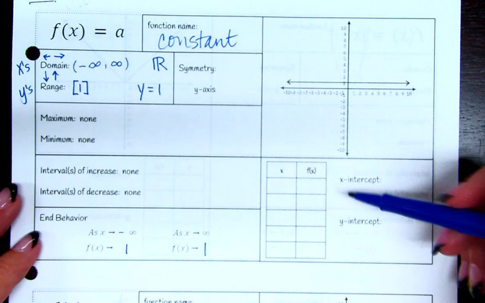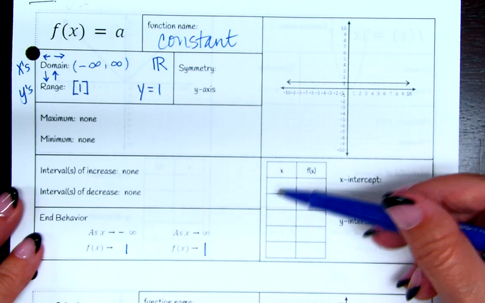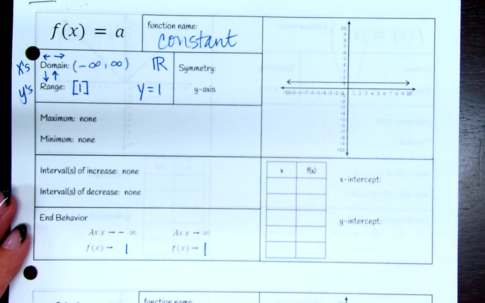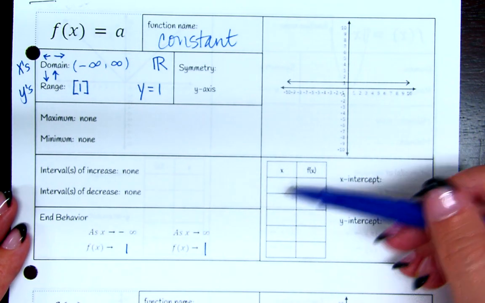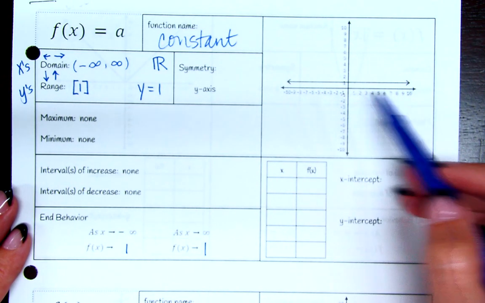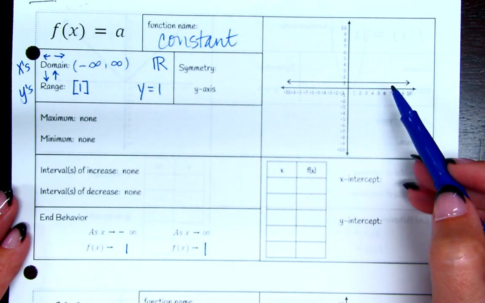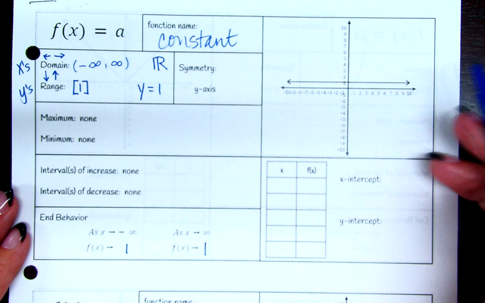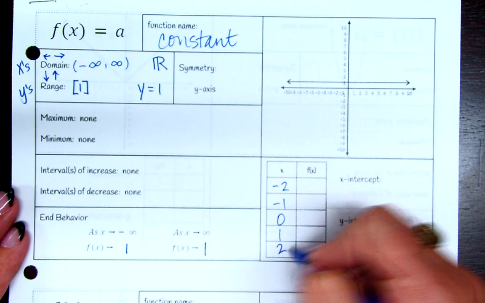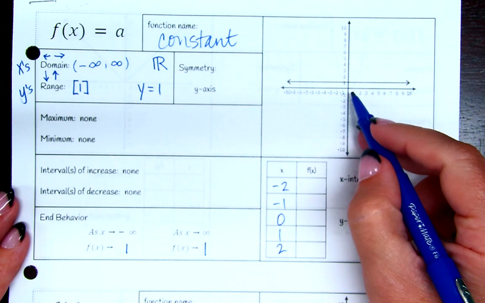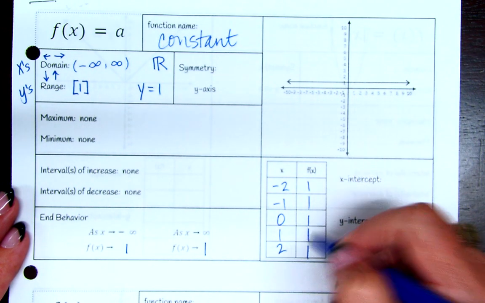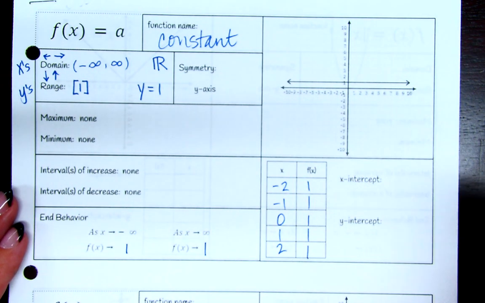Now sometimes the numbers we put into the table matter because I want to get a good picture of what the graph looks like based on just the table. This one doesn't matter because no matter what x value I choose, what's my y value going to be? 1, right? So I could just go ahead and choose the x values right around the origin, -2, -1, 0, 1, and 2, because I know no matter which x values I choose, my y values are going to be 1.